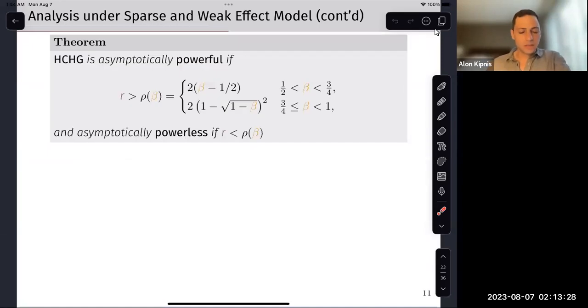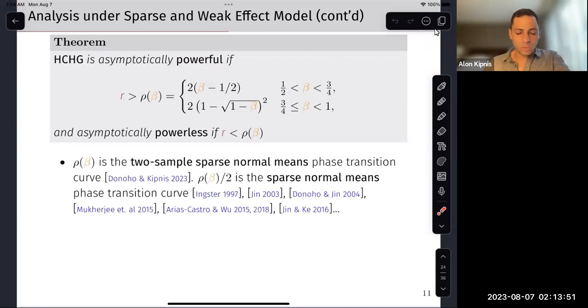The analysis tells us that HCHG would be asymptotically powerful if the parameter that calibrates the signal strength is above the so-called phase transition curve. This is a relatively familiar phase transition curve. It is twice the sparse normal mean phase transition curve that appeared in many works before. This phase transition curve, twice the sparse normal mean one, is actually a two-sample sparse normal means phase transition curve that Donoho and myself derived.